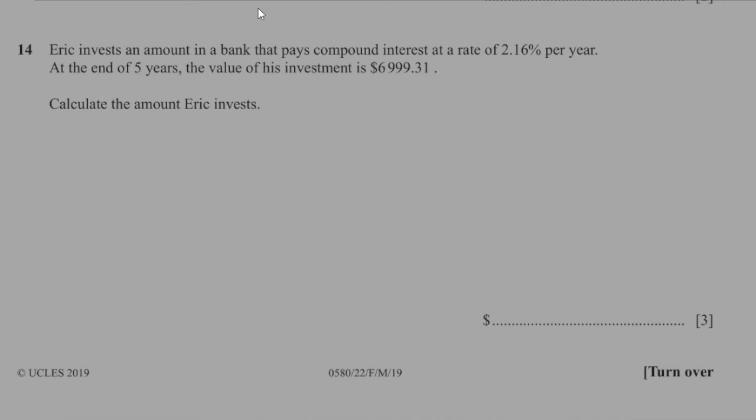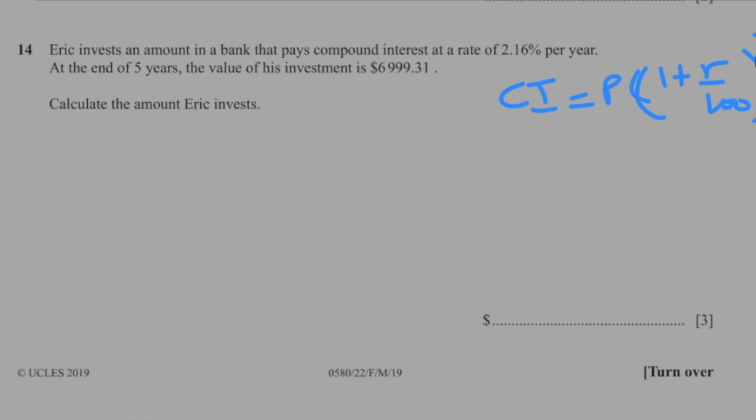14. Eric invests an amount in a bank that pays compound interest at a rate of 2.16% per year. At the end of 5 years, the value of his investment is 6,999.31. Calculate the amount that Eric invests. So we have the formula of compound interest as the principal multiplied by (1 + rate divided by 100) to the power of the time. So over here we need to calculate the amount that he invests, that is the principal.